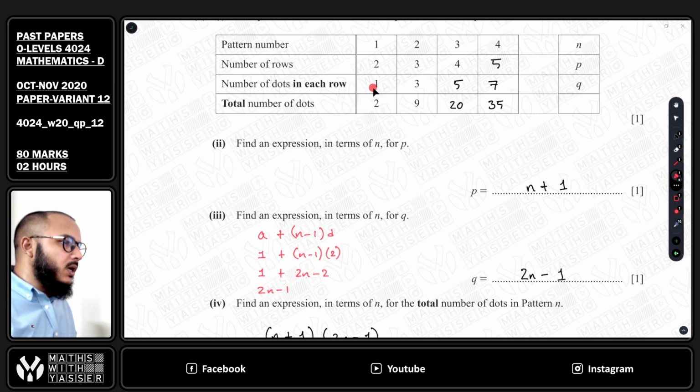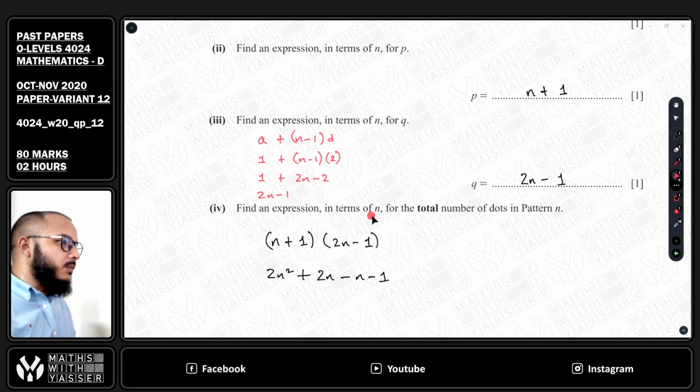So the first term is 1, then we have n minus 1, and the common difference is 2. So if you expand them, it will eventually become 1 plus 2n minus 2. Finally, it will become 2n minus 1. So this is how the number of dots in each row is progressing.